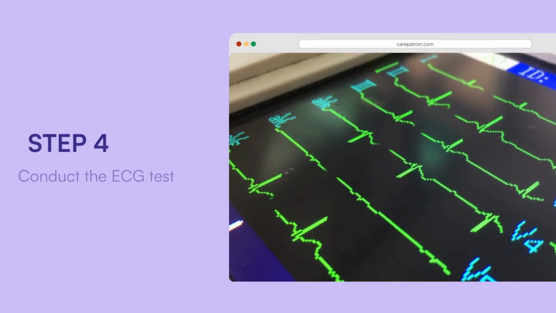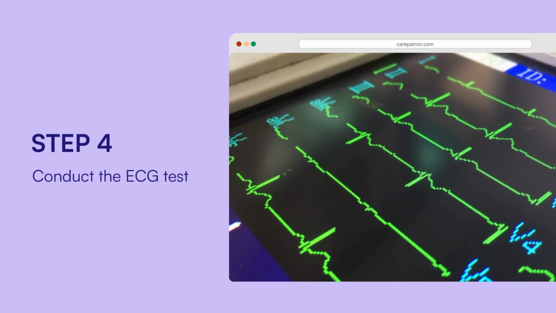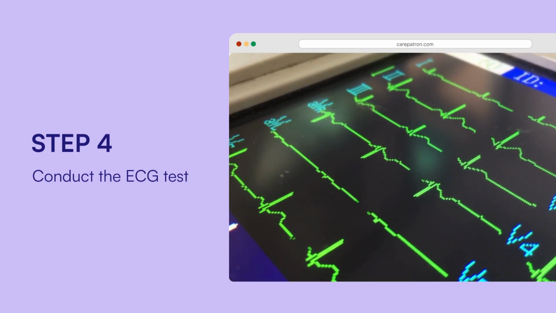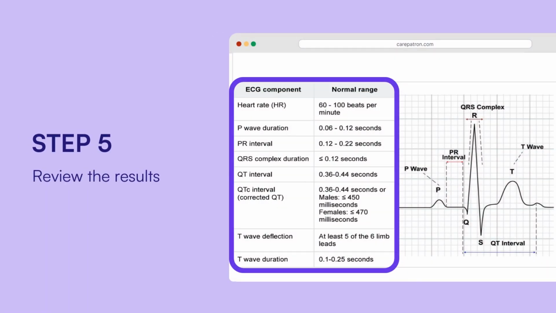Conduct the ECG test. Prepare the patient and administer the ECG test. Once completed, record the results on the chart. Review the results. Compare your patient's ECG readings to the normal values on the chart. This will help you evaluate their heart health and determine if any action is needed.